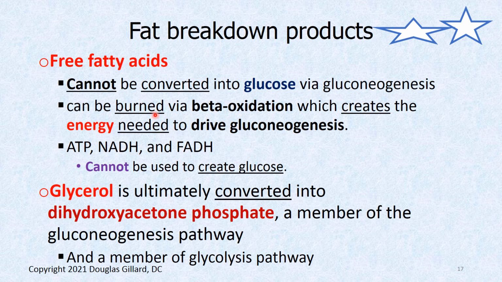They can be oxidized via beta oxidation, which creates energy that can be used to drive gluconeogenesis as well as the Krebs cycle. And that energy is ATP, NADH, and FADH2, mainly ATP. But they can't be used. That's the question. I'll try to sell you that they can be used, and they can't. Fatty acids can't be used to make glucose. And the glycerol, we've already said that, it turns into dihydroxyacetone phosphate, which is a member of the glycolytic pathway, as well as the gluconeogenic pathway.